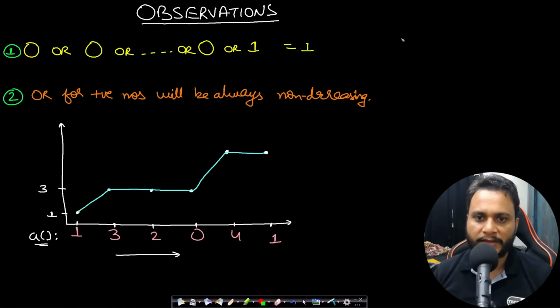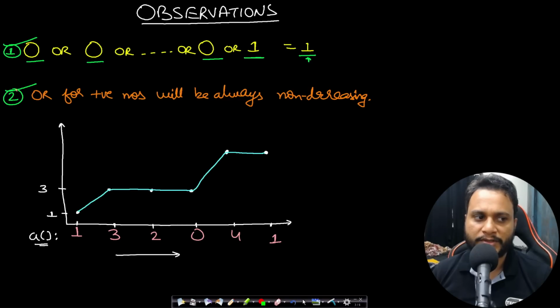Now before looking at the solution, let's look at some observations. The first observation is about the OR property. It does not matter how many times you have seen a 0, but if you have seen a 1 at least one time, then the bit will always be set while taking the OR operation, right?